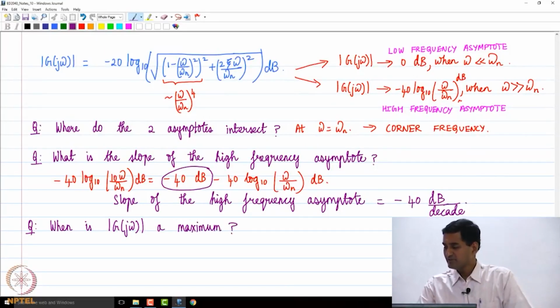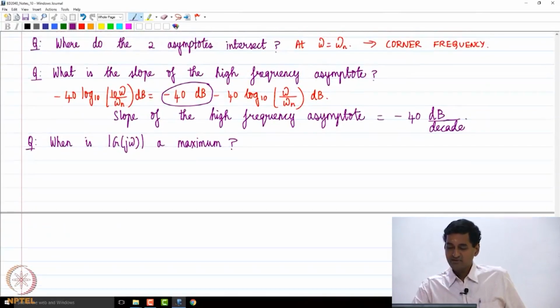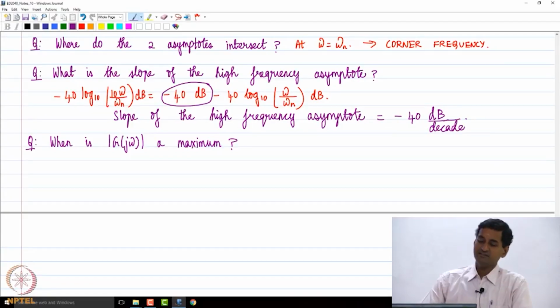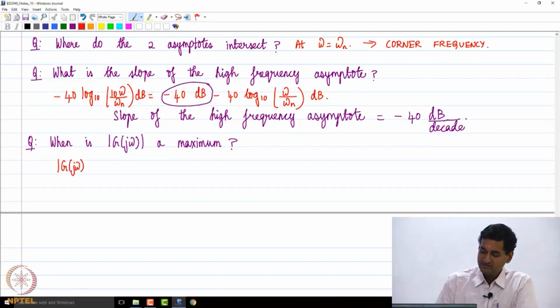Okay, or at what frequency? In other words, at what frequency is the magnitude of G(jω) a maximum? That's a question we are going to ask ourselves, so let's try to answer that. What is the magnitude of G(jω)?